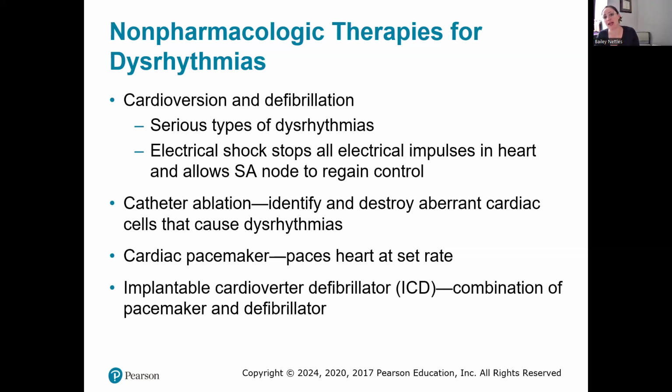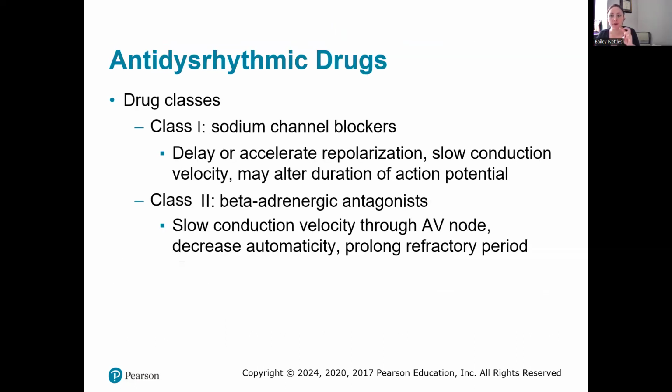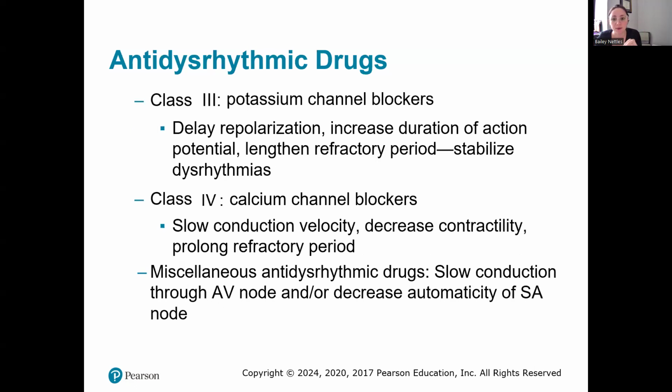All right. So we have antidysrhythmic classes. We have class 1, 2, 3, and 4. Class 1 is our sodium channel blockers. Class 2 is our beta adrenergic antagonists, so our beta blockers. We'll get to what they do. Class 3 is our potassium channel blockers. Class 4 is our calcium channel blockers. So these block some kind of ion or your sympathetic nervous system. Then we have miscellaneous. Those work on the AV and the SA nodes.